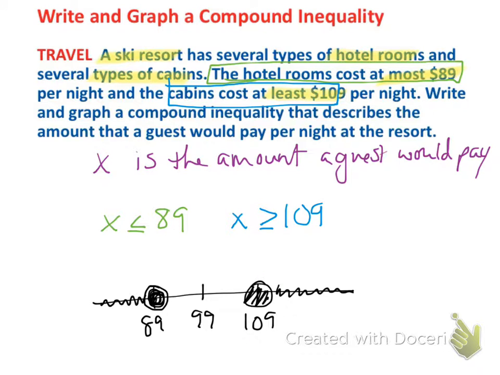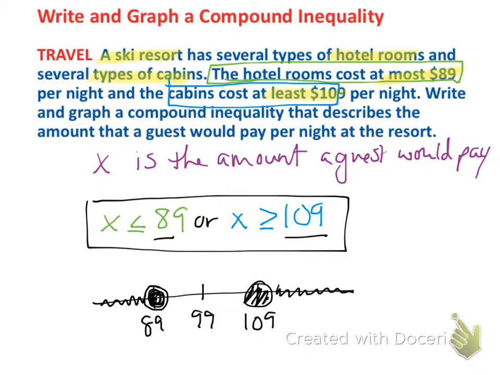Now the only thing we're missing is, is this an or or an and? Is a guest going to spend this price and this price? Or are they going to spend one or the other? So I think you know what it is. It's an or. So our final answer is x is less than or equal to 89 or x is greater than or equal to 109. That is the amount a guest would pay staying per night at the resort.